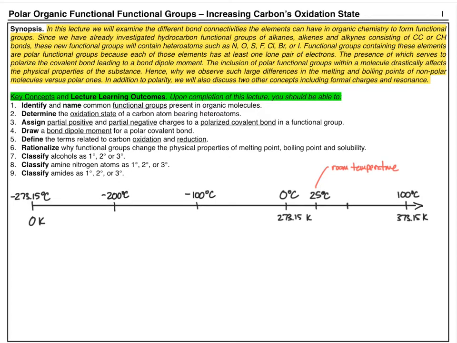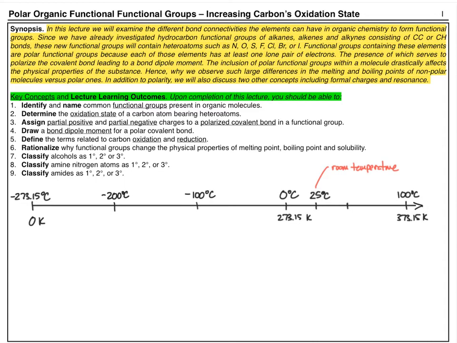Then we're going to get into oxidizing carbon, and we're going to see through that exercise that we proceed through the different functional groups. And then we're going to look at some complex molecules where we identify specific functional groups within the molecule itself. So our key concepts and lecture learning outcomes.